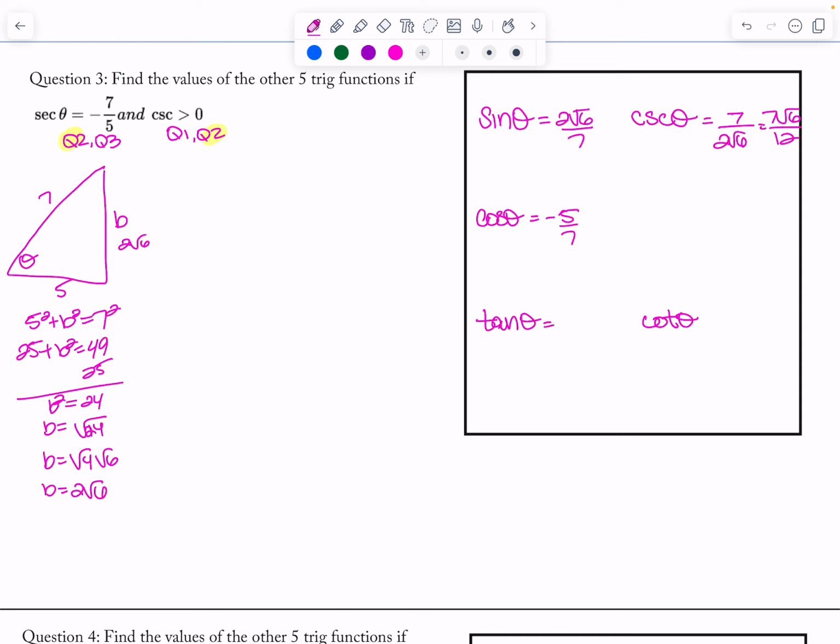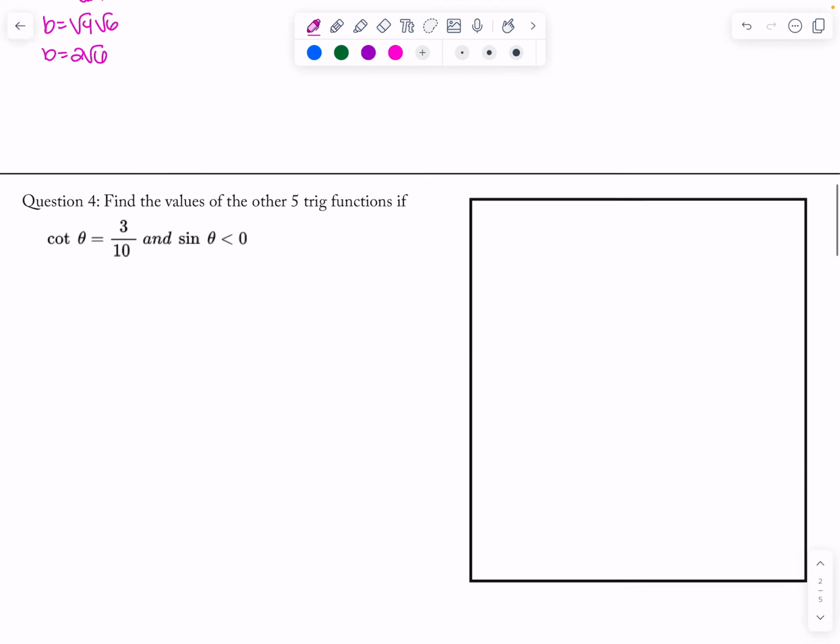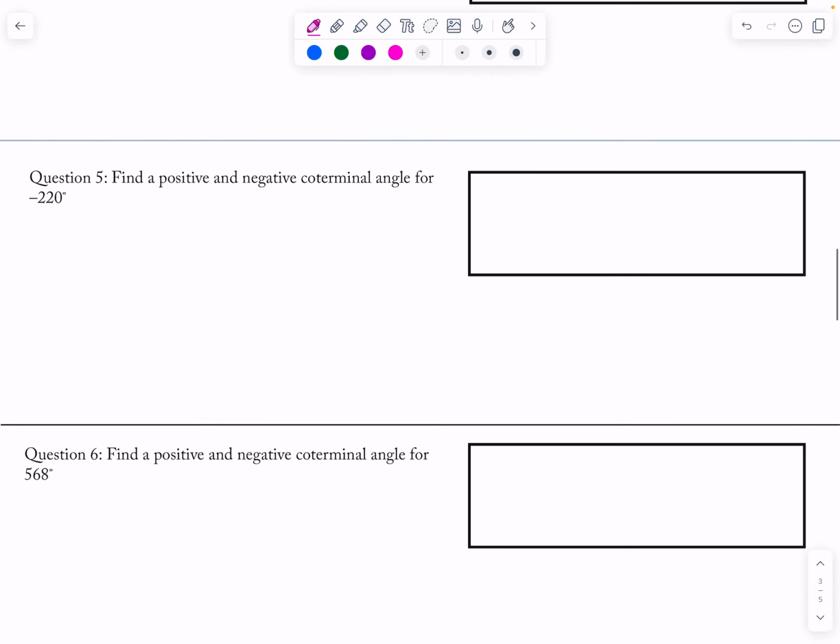And then tangent, again, I'm doing my rationalizing in my head. My tangent will be 2 root 6 over 5. So then my cotangent, and this is in quadrant 2, so that's negative. Cotangent will be 5 over 2 root 6, which is negative 5 root 6 over 12. Okay. Question number 5. Oh, coterminal and positive and negative.